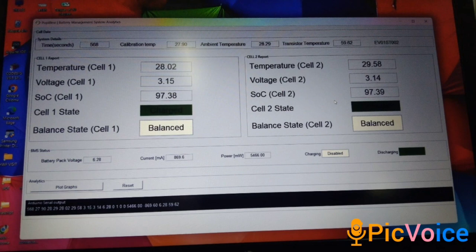Through this GUI we will measure the charging status and discharging status. Through this GUI, we will also check the transistor temperature and ambient temperature.